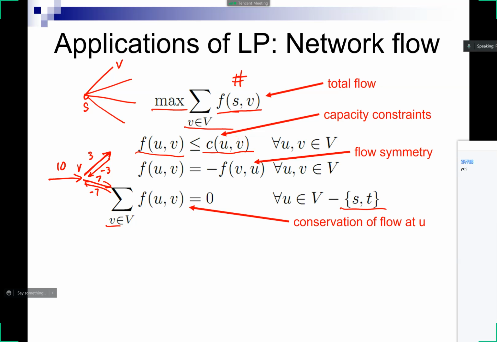This means that you can express all of the constraints in network flow using linear constraints. The objective is also a linear objective, and therefore this is a linear program. You can model the whole thing using a linear program, so you can use linear programming algorithms to solve network flow.